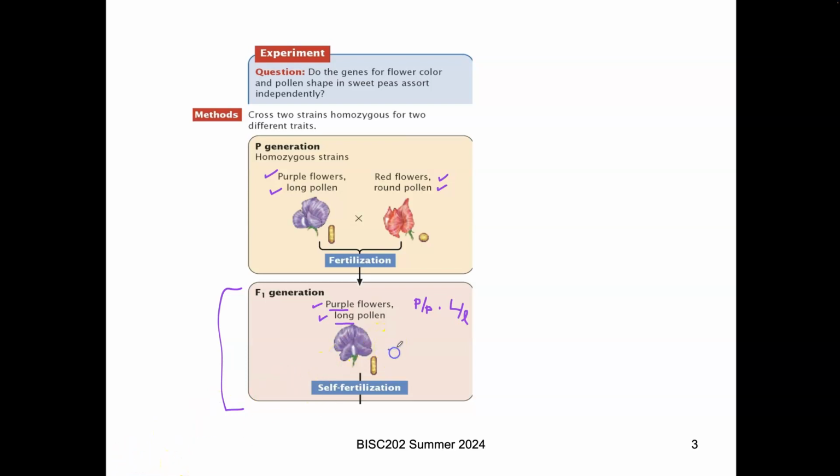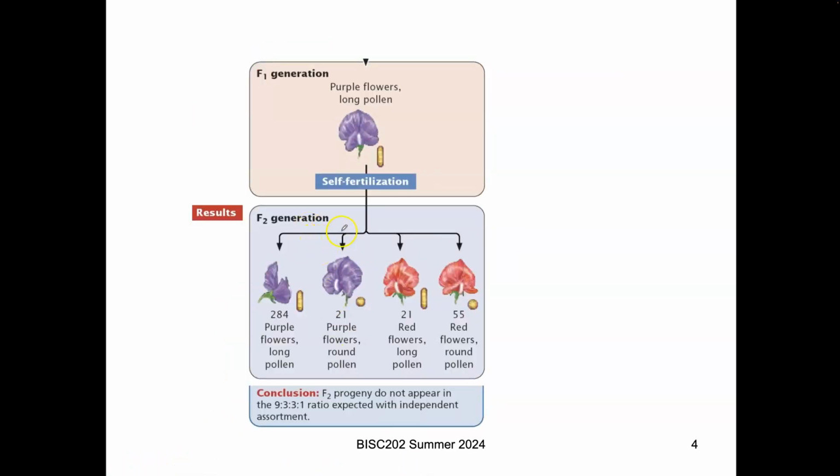And so now what we're going to do is self-fertilize those, and we're going to look for that expected 9:3:3:1 ratio. And this is what they got, in fact. They got 284 purple with long and 21 purple with round pollen.